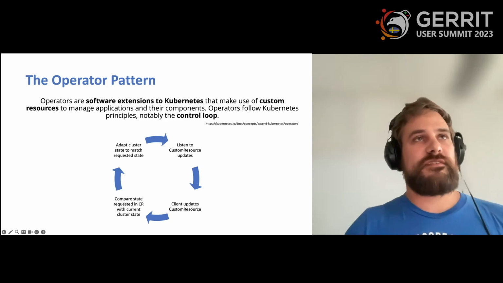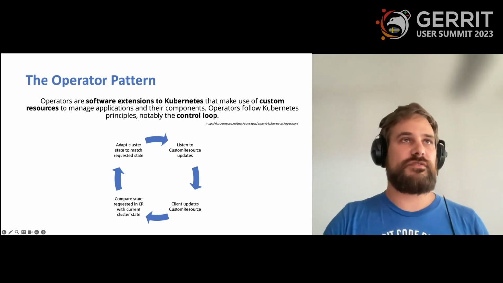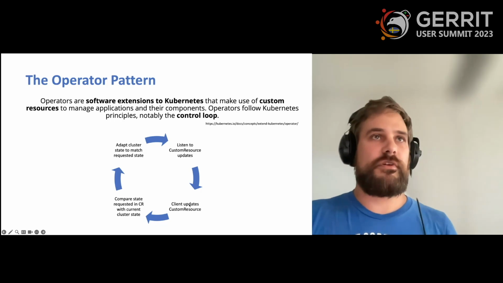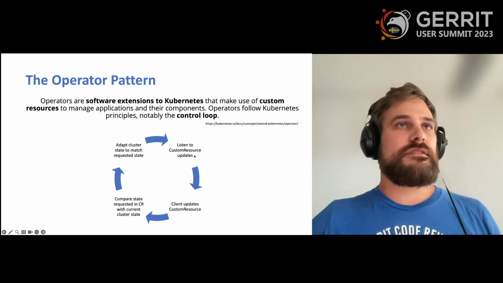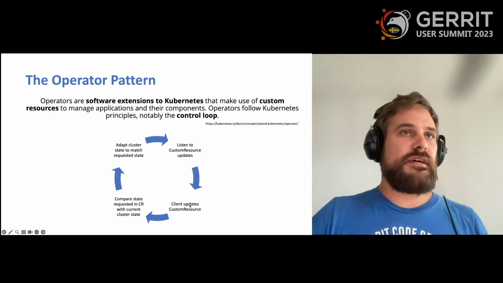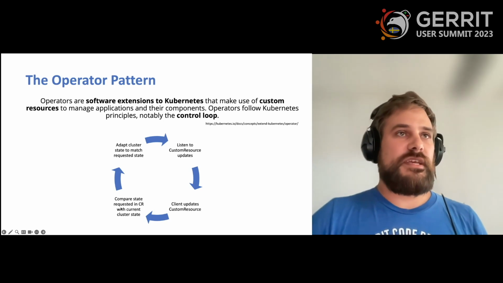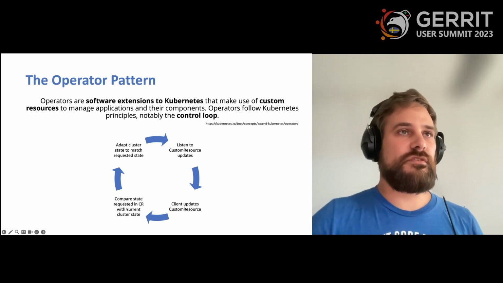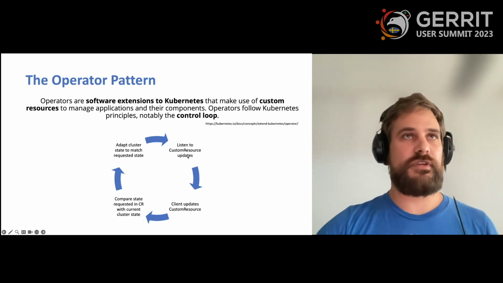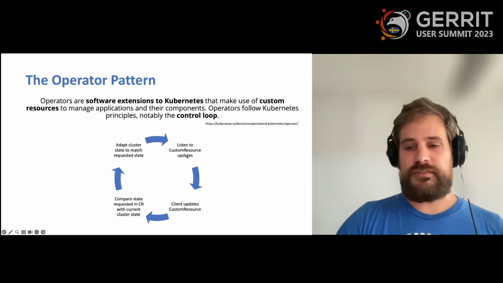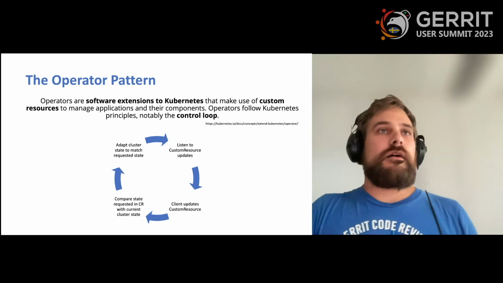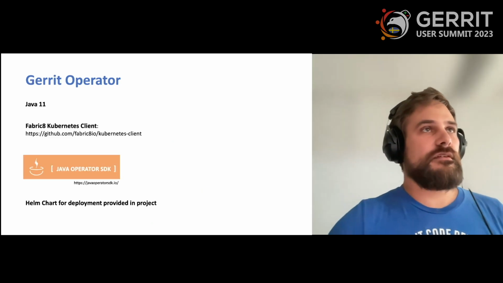An operator is a software extension to Kubernetes that makes use of custom resources to manage applications. And it does that by using the typical control loop used by Kubernetes itself. So it listens to custom resource updates or any resource updates in your cluster. And then if a client updates such a custom resource, it will compare the state that the client requested in the custom resource with the current state of the cluster, and then adapt the cluster state to match the requested state, and the loop begins anew. And with that, you can do quite some powerful things in Kubernetes, like, for example, setting up Gerrit using the Gerrit operator. But let me first start with some technical details about the Gerrit operator.